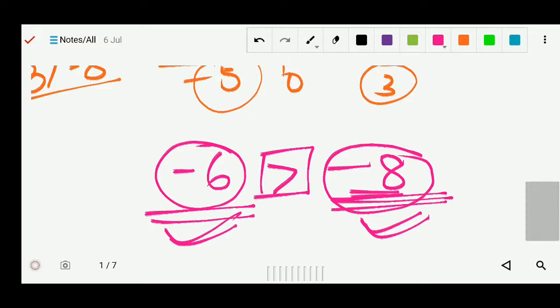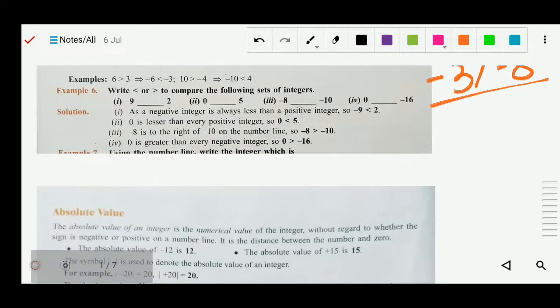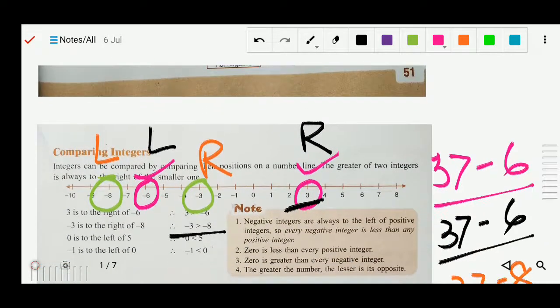Also you can check in the number line where -6 is coming. Check it here in the number line. You can see -6 is here and -8 is here. Who comes on the right side? Of course -6. So that is okay.